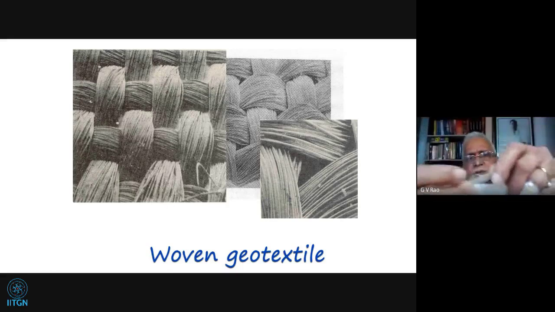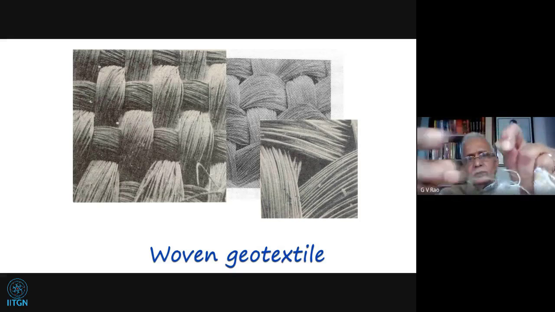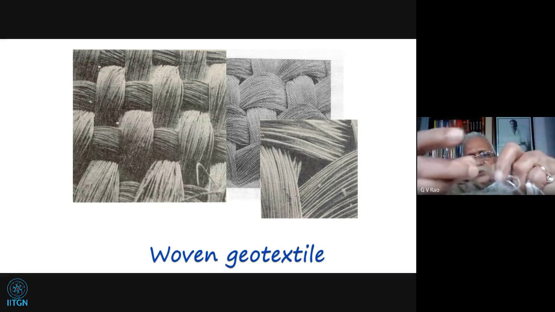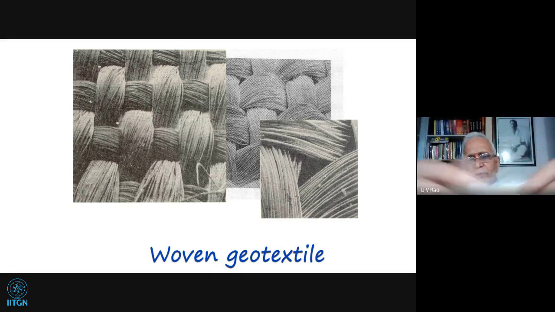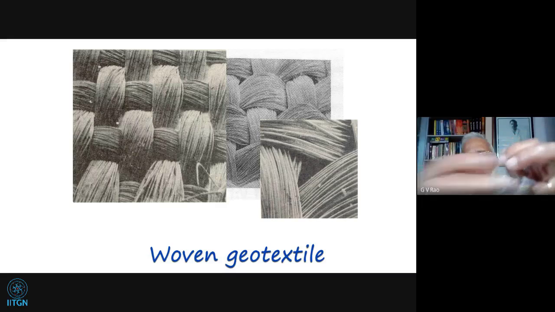If you see this, so many filaments are there in this. You can't even see them. There are hundreds and thousands of them in each yarn, which is looking like this. If you just open it up, you will find that all the filaments are there. Hundreds of them. They are all twisted and then it becomes a yarn.